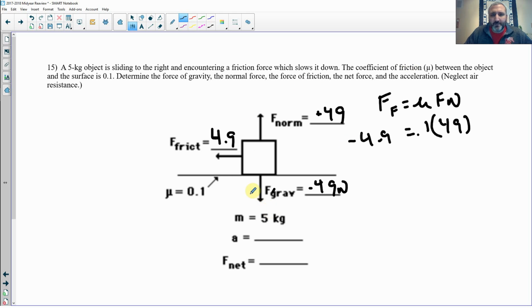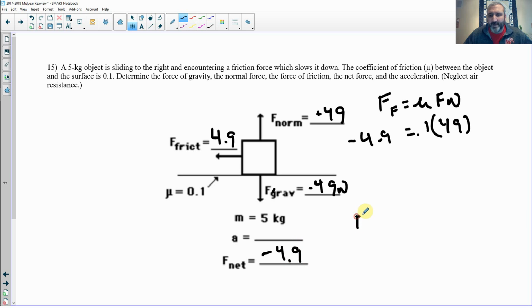So that's all we can do there. Now we know the mass is 5. We can figure out the acceleration and the net force. Well, the 49 and the negative 49 cancel out. So the force of friction is really the only thing that's causing this thing to slow down, which is to say the net force is negative 4.9 newtons.